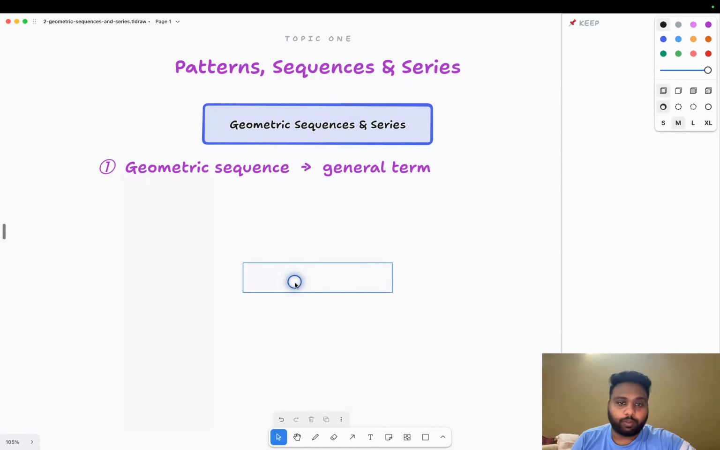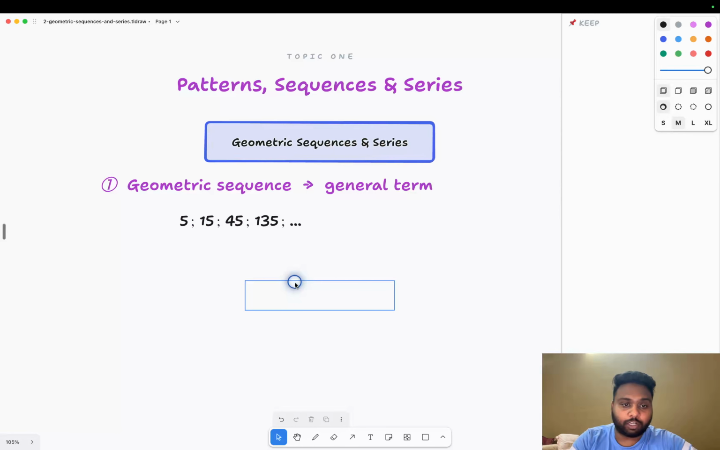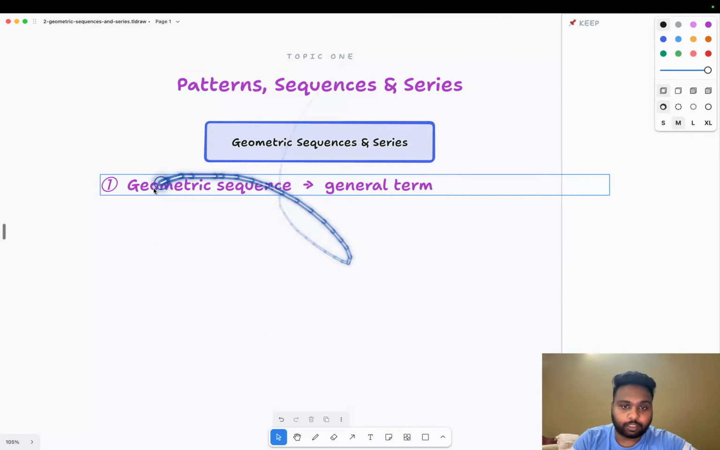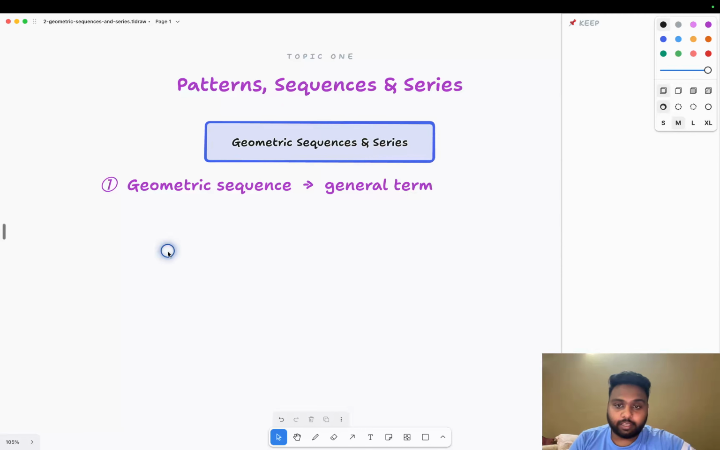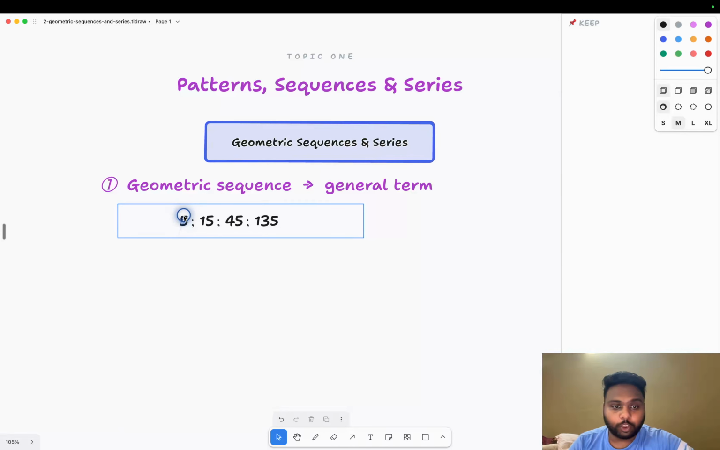What is a geometric sequence? It's just a general term for a list of terms that has been given to us. So I'm going to show you a list of terms, and can you look at the pattern and tell me what pattern you see in these? So this is a geometric series that we have. If you look at the pattern we have in this sequence, what comes to mind?